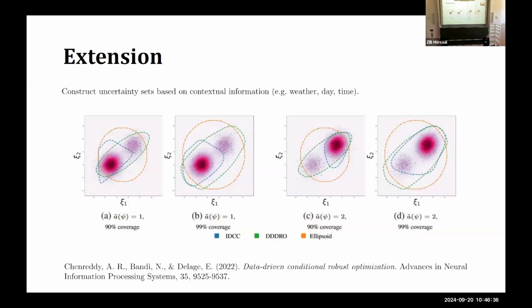And there's also a nice extension of this by the group of Erick Delage, where they now consider conditional robust optimization. So they have some context information like the weather. So you could assume if the weather is different, then your traffic looks different. So for different context, you have different scenarios, and now they used our method to construct these uncertainty sets for this case.